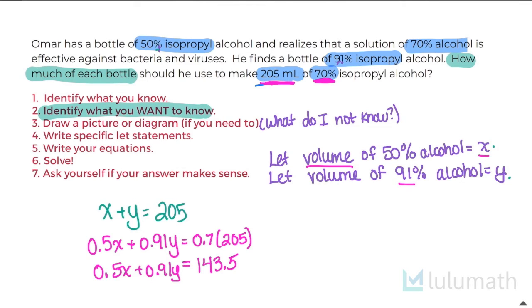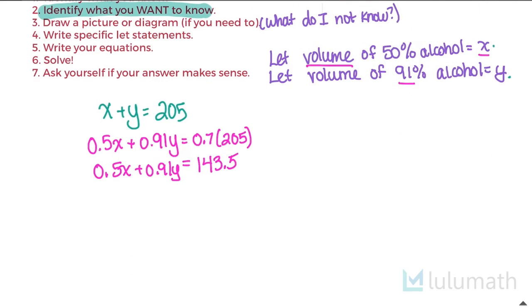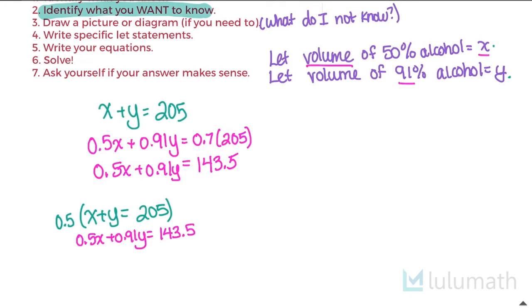Let's go ahead and rewrite our equations so that they're directly on top of each other to make things a little bit easier for us. So our green equation says x plus y equals 205, and our pink equation says 0.5x plus 0.91y is equal to 143.5. I'm going to use elimination in order to solve this. So I'm going to multiply my top equation by 0.5, but I want it to be a negative 0.5, so that way when I multiply 1x by negative 0.5, it will cancel out with this positive 0.5x and I'll get nothing.